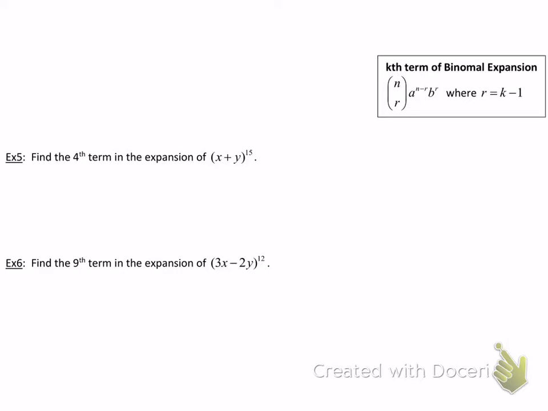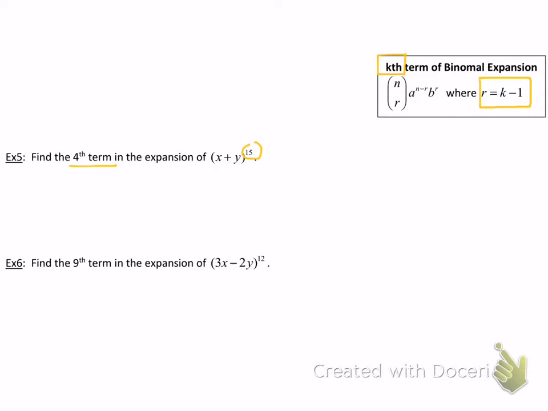So the first thing you need to identify is n and r. So n is going to be the same n that it's always been, which is this exponent right here. But then r now, if you look over to the right, there's a little box that says r is k minus 1. Well, what is k? K asks for the kth term. So if I'm asking for the 4th term, k is 4.